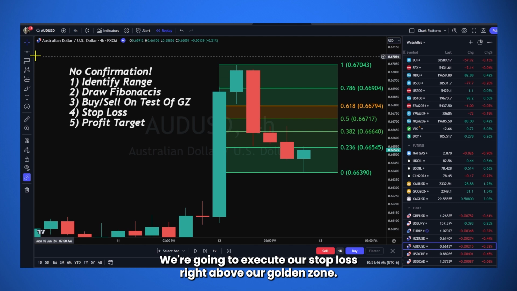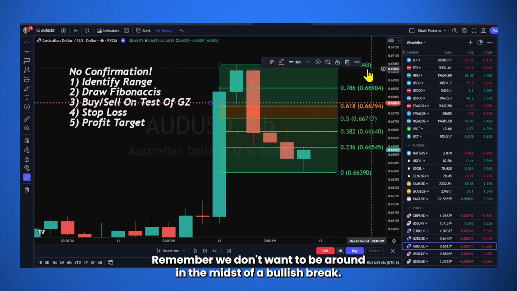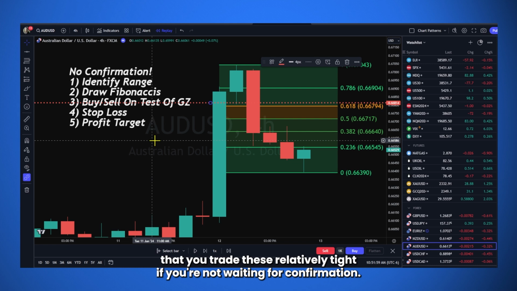We're going to execute our stop loss right above our golden zone in this case. So if price goes up and hits our stop loss, we're going to be out. Remember, we don't want to be around in the midst of a bullish break. It's important that you trade these relatively tight if you're not waiting for confirmation.